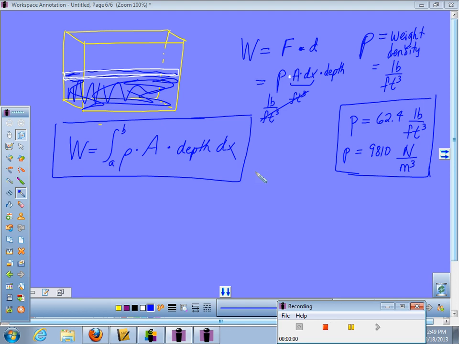Okay, that's the key formula. Now, for our purposes, your depth is always going to be measured, in this case, if you have to pump it out of the tank, from up here, which is zero. And then how deep are you going? Okay, so depth's going to change. Therefore, depth is whatever x coordinate we're at. So depth will always be x.